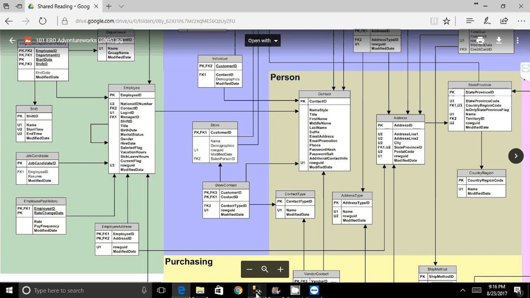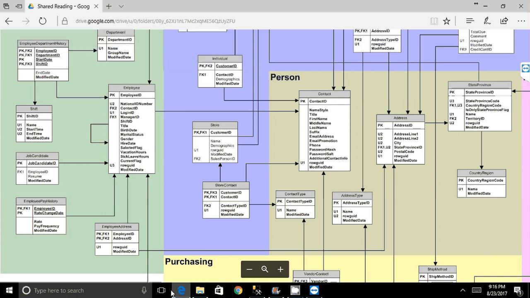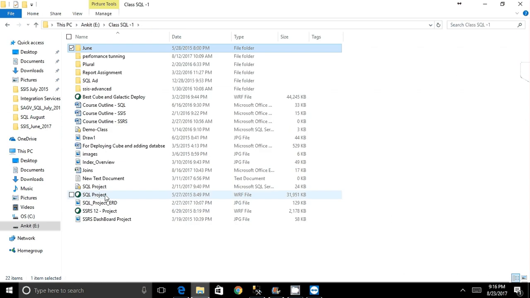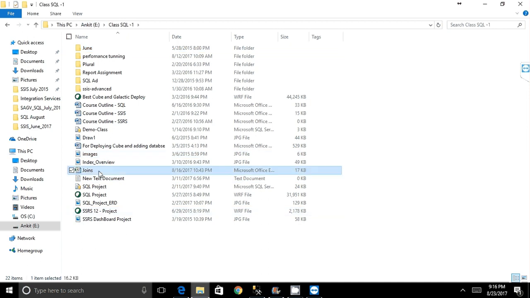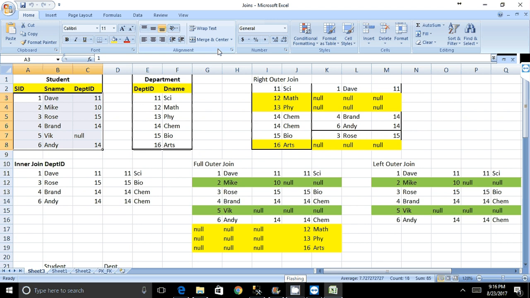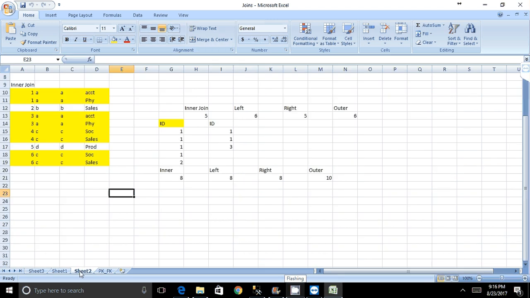Okay, so let's say, and just let me open one. There it is, Excel file. Okay, so let's take a look at this one.